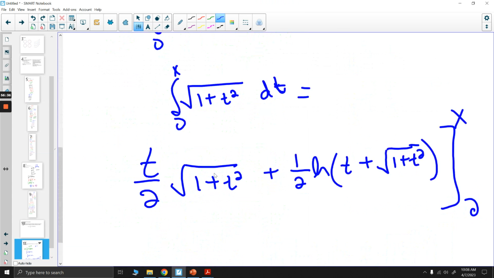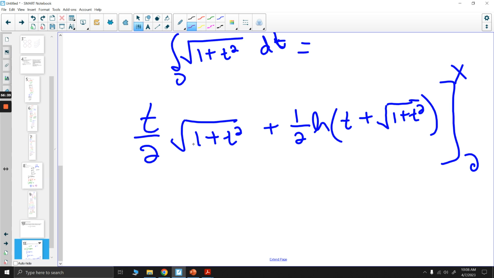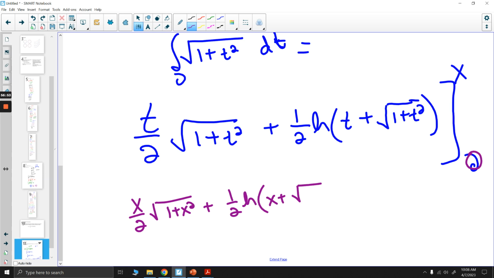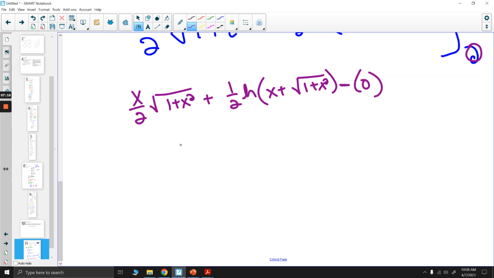All right, so plugging in x, we get x over 2 square root 1 plus x squared plus 1 over 2 natural log of x plus square root 1 plus x squared. Okay, so that's that one plugged in for x, so minus, now 0. If we plug in 0, this becomes 0. And this one here is 0 plus 1. So natural log of 1 is also 0, so it's just all minus 0. So we end up with this function.